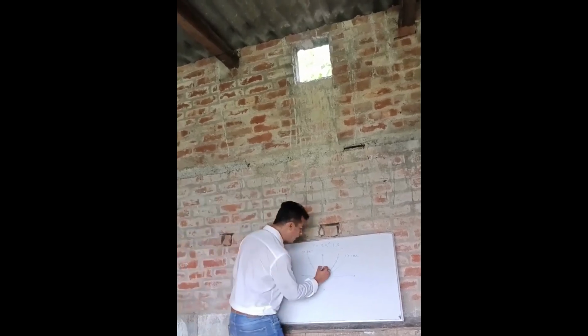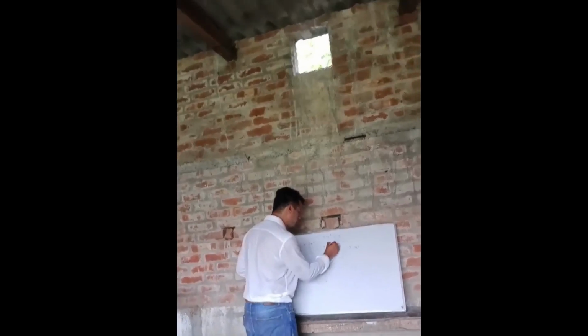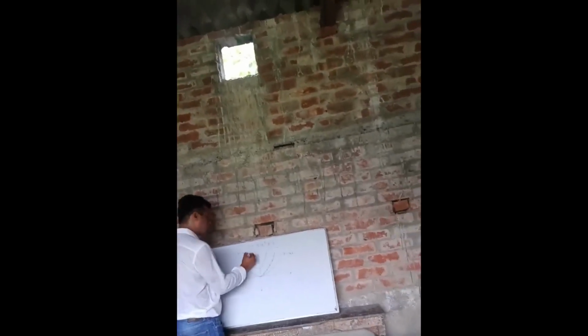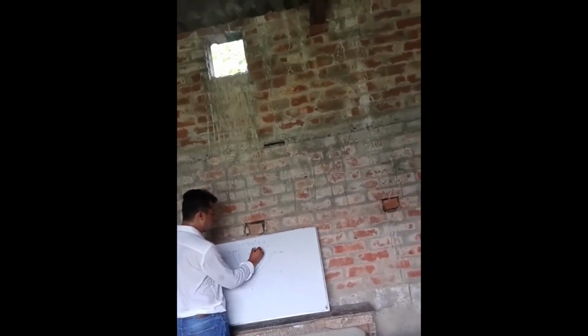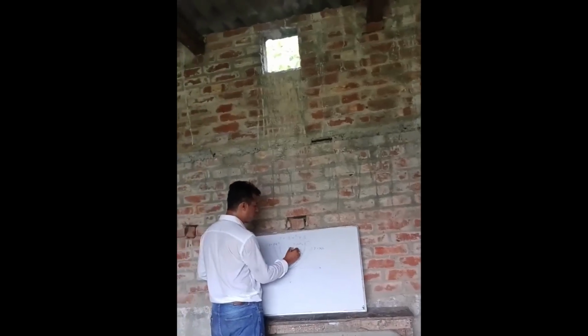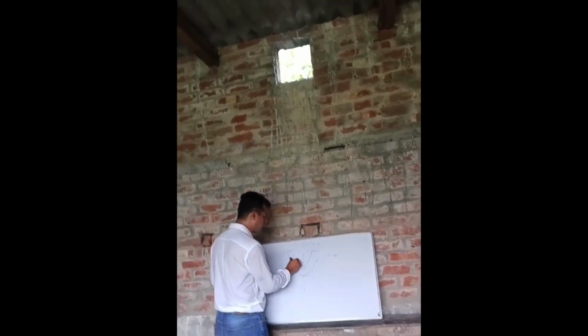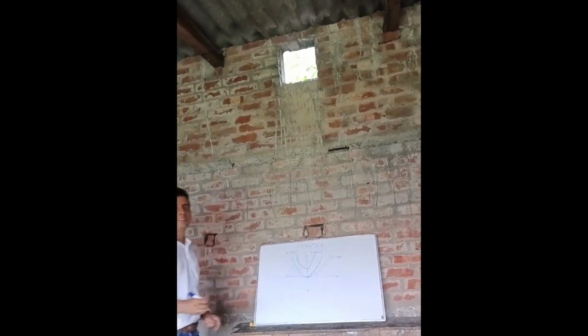So I am taking this one. It will look like this. This is y equals 3x square plus 3. This graph will look like y equals 3x square plus 3.